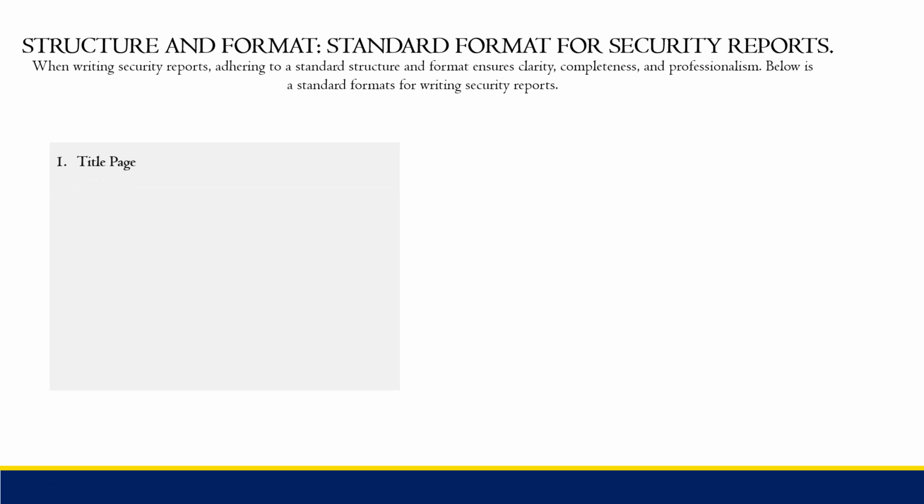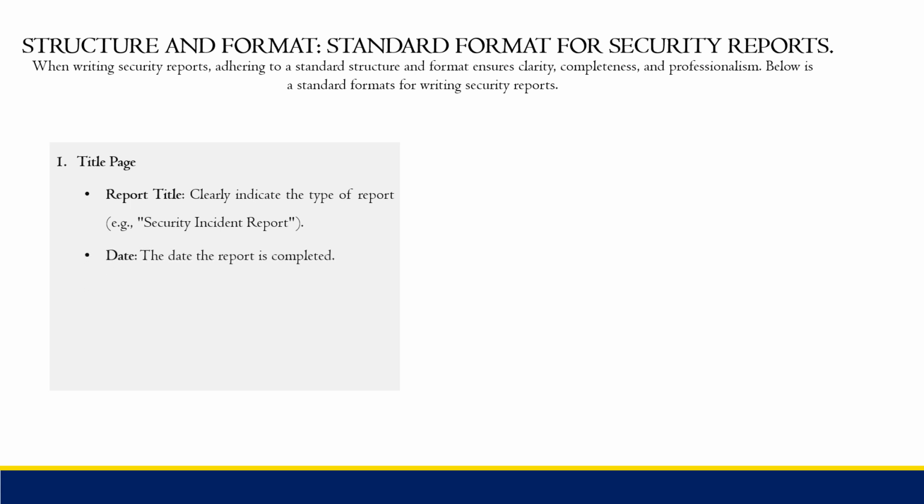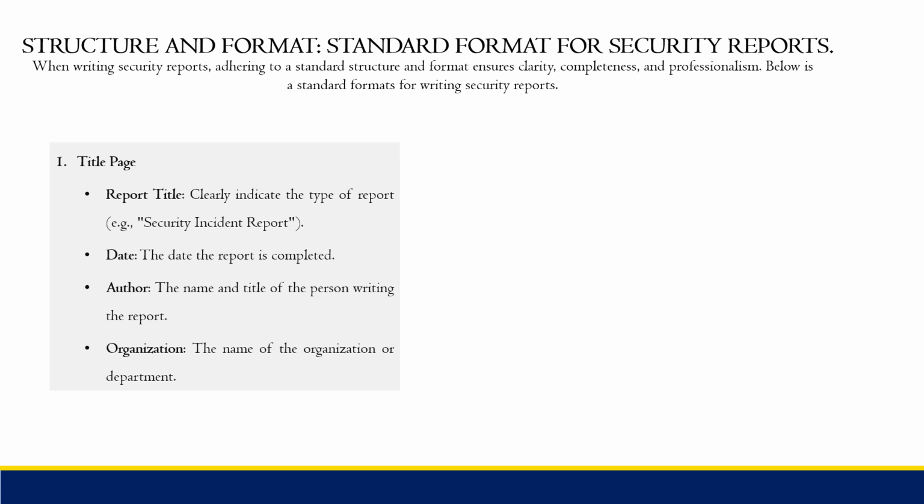1. Title page. Report title clearly indicates the type of report, for example, security incident report. Date, the date the report is completed. Author, the name and title of the person writing the report. And organization, the name of the organization or department.